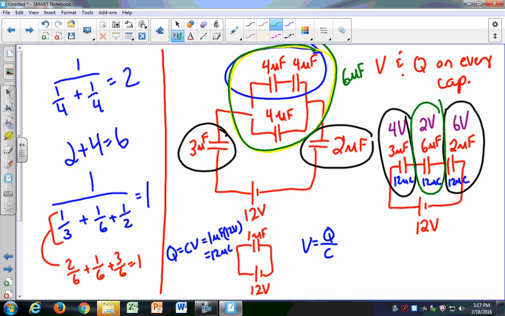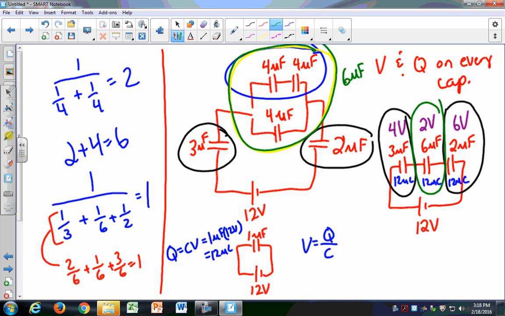No. I have 2 volts across this capacitor, which is the equivalent. Capacitors in parallel have the same voltage as their equivalent capacitor. So I'm going to have 2 volts here and 2 volts here, because capacitors in parallel have the same voltage, and they have the same voltage as their equivalent capacitor. You with me? Sort of. Okay, we'll do another example.